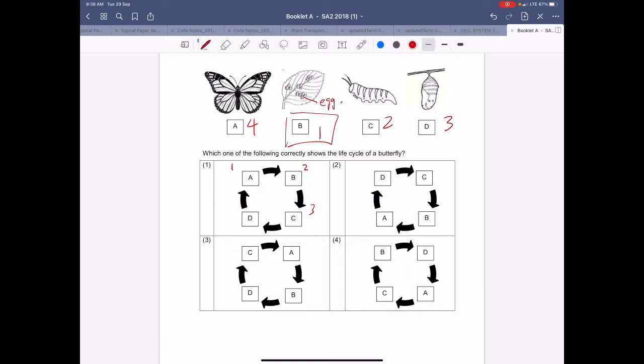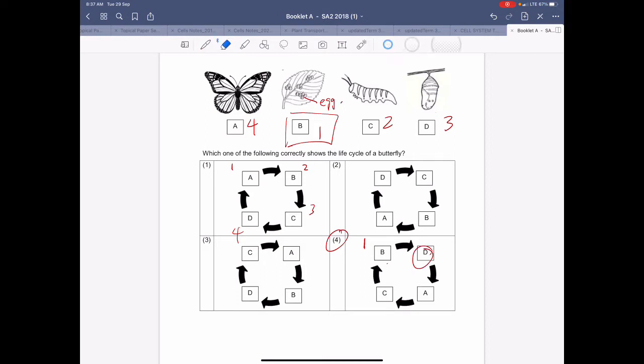Now in a cycle, because it's cyclic in nature, there is no such thing as position 1, 2, 3, 4. Don't have. So some of you may choose number 4 because you think that if this is number 1, then number 1 must match with B. No, this is wrong. Because what comes after B is actually straight away the pupa, D. You see that? It's wrong.